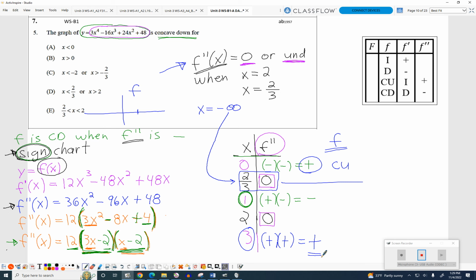Starting at x equal 2/3, every single x in between until I get to x equal 2, you're good. F double prime is negative, so f itself is concave down.